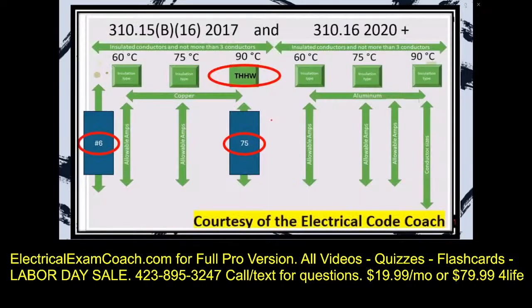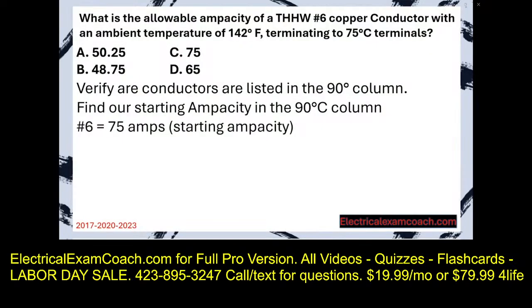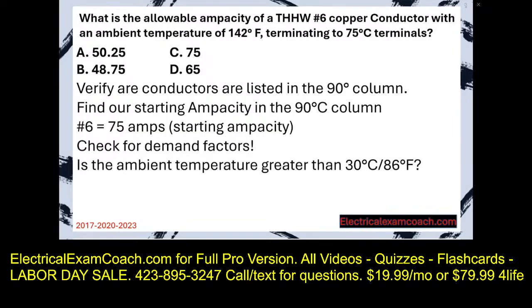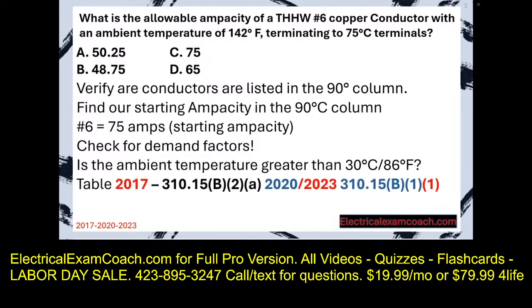We head back to that table. We're going to start over here and find our number 6. Then we're going to cross over and find its ampacity in the 90 degree C. And in this case, it's 75. We're going to take our number 6 at 75. Now we're going to check for demand factors. Is the ambient temperature greater than 86 degrees Fahrenheit? It is, so there will be a demand factor.